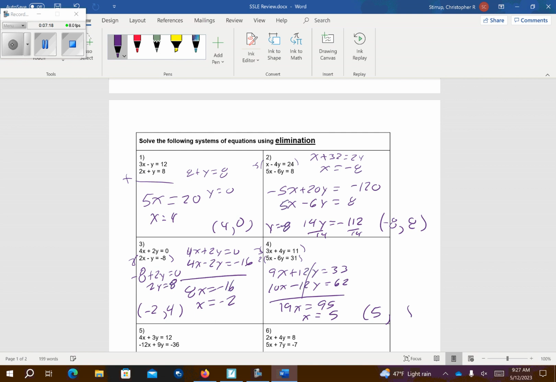If I take 5 and plug it in for x on either equation, I'll pick the top one. So 3 times 5 is 15, plus 4y equals 11. Subtract 15 from both sides, so I get -4, so y equals -1.